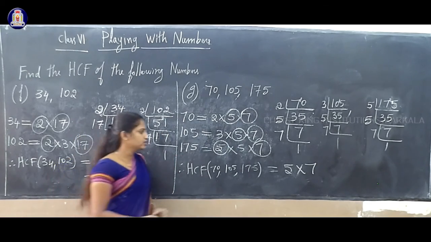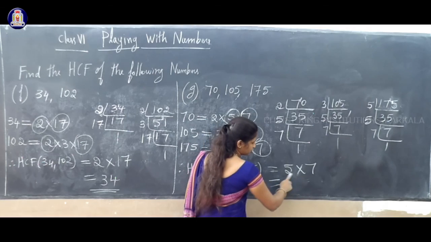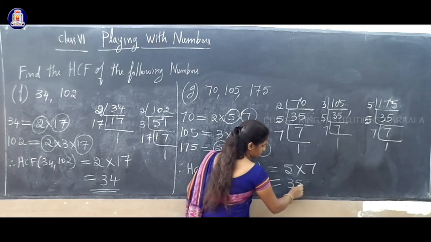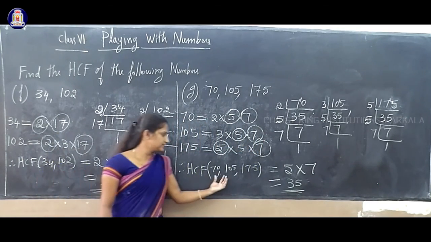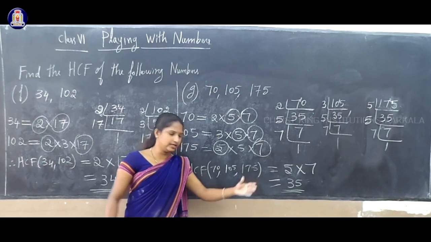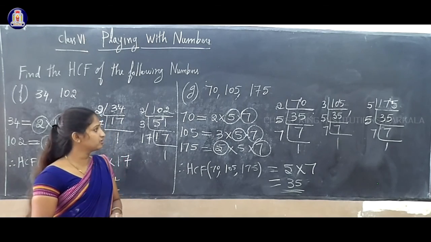Okay? Next step, you have to multiply the common factors: 5 into 7. 5 7s are 35. So therefore the HCF of 70, 105, 175 is 35. Clear? This is the method of finding the HCF.